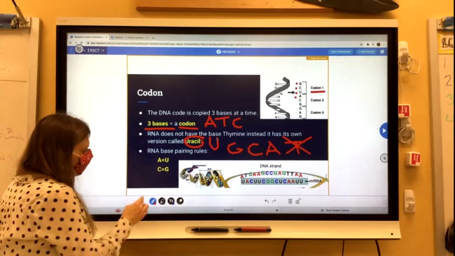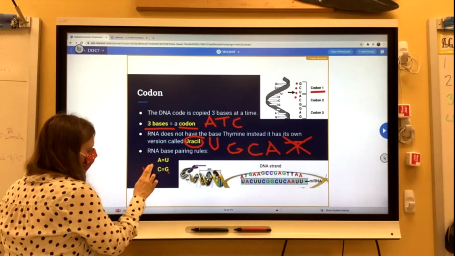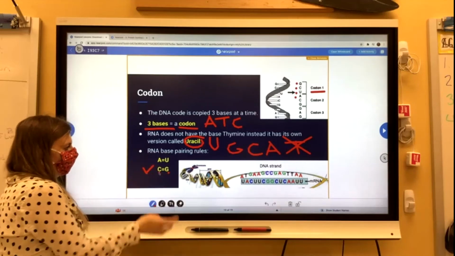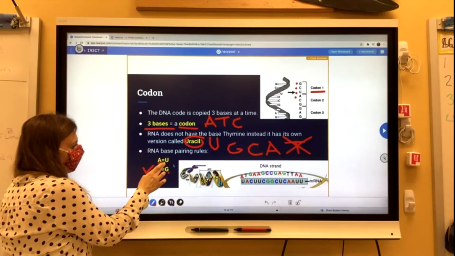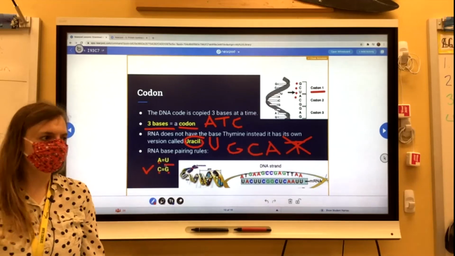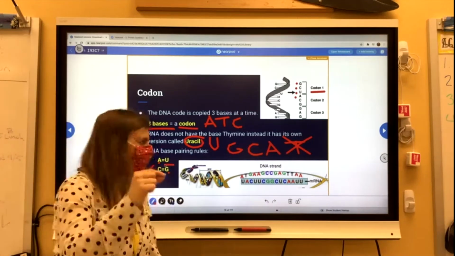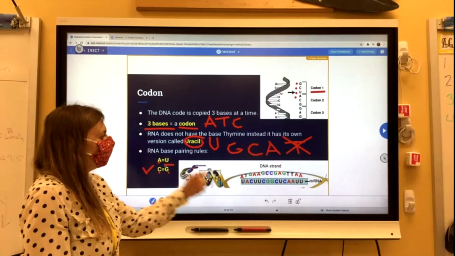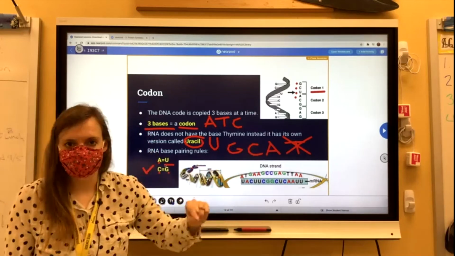So we have some rules. This one's the same, right? C and G, they go together. We already know that. But here's the difference, all right? There is no T's. A matches with U every time in mRNA. So let's take a look at this picture here. Transcription is happening in this picture.